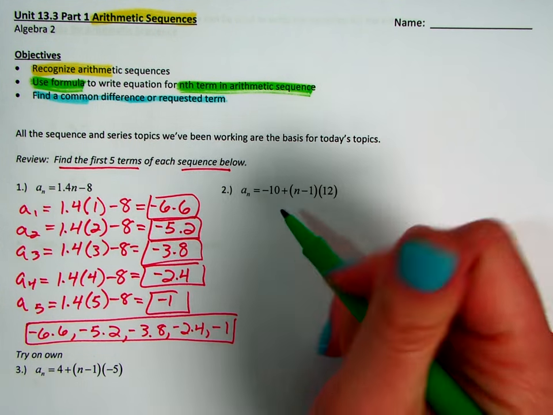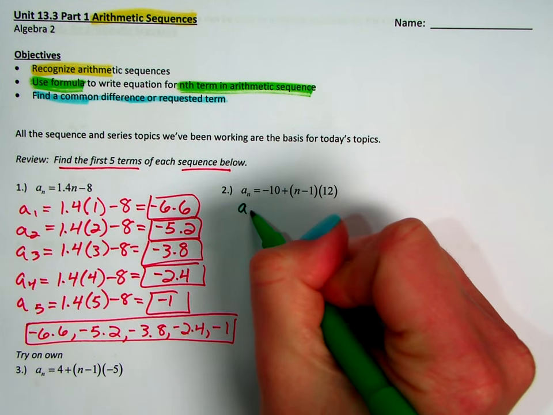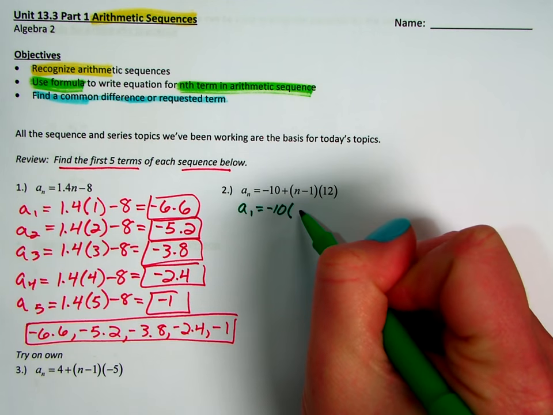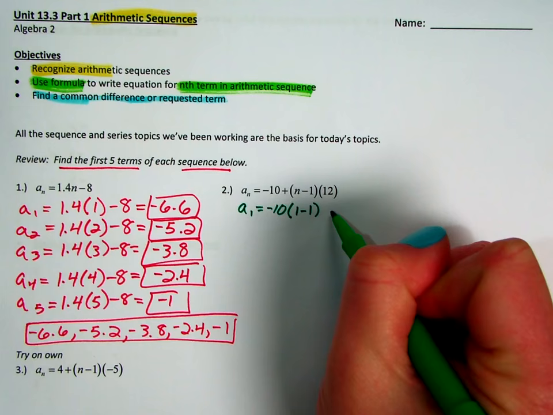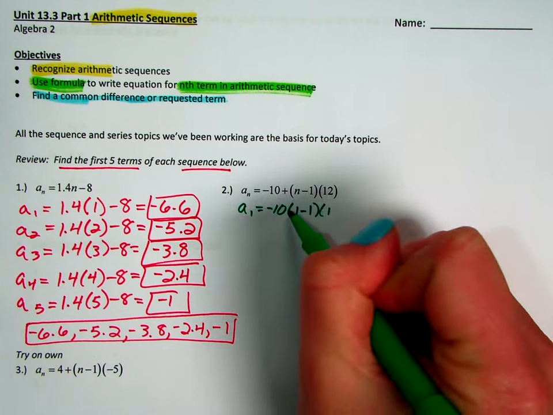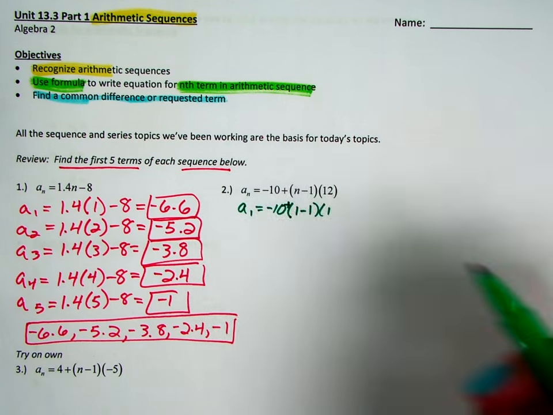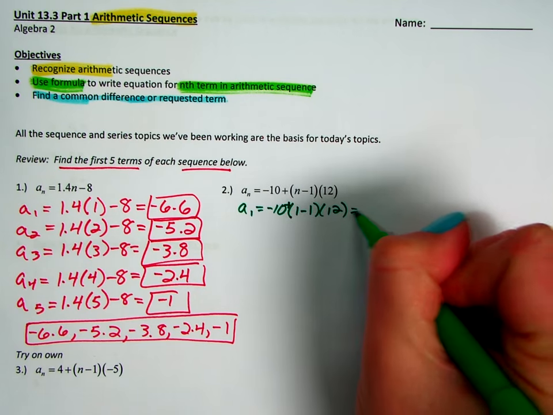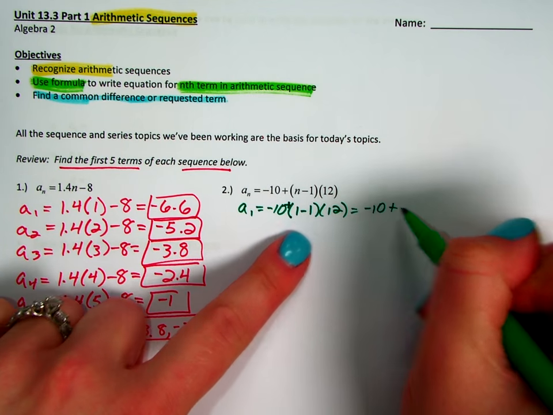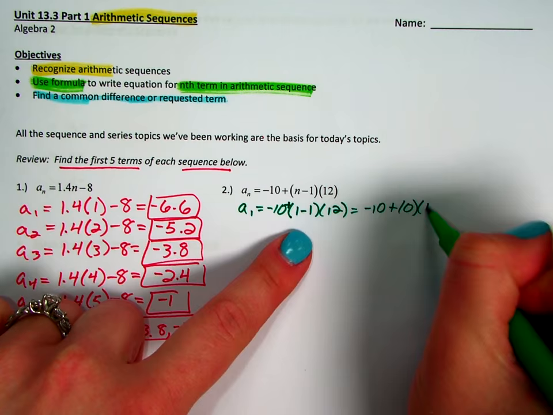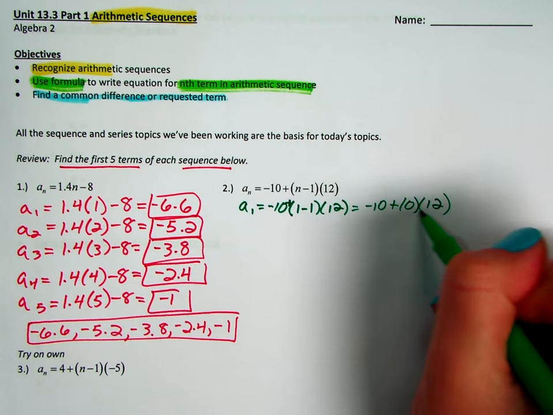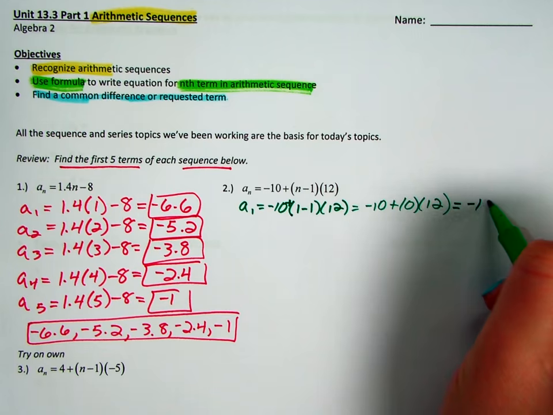For the next one, we're going to go through that same basic step. We're going to find the first 5 terms. So negative 10 plus 1 minus 1 times 12. I'm sorry, I missed that plus sign. If I were to simplify that, negative 10 plus 1 minus 1 is 0 times 12. Or you could type that whole line in your calculator and get the answer. 0 times 12 is 0. Minus 10 would be negative 10 as our first term.